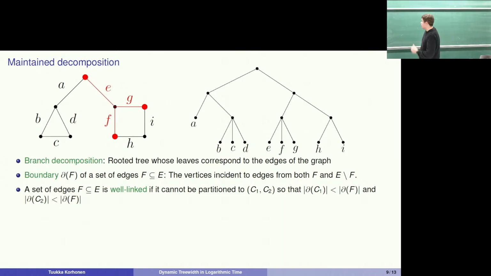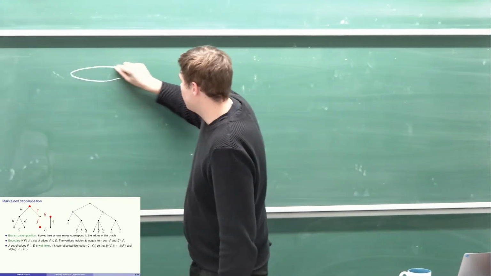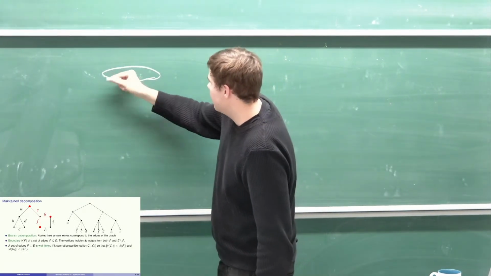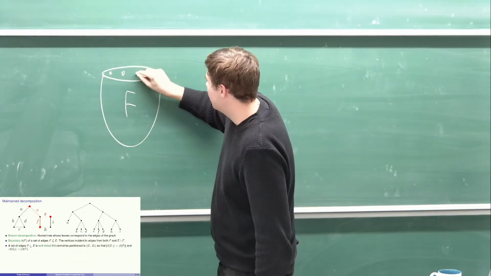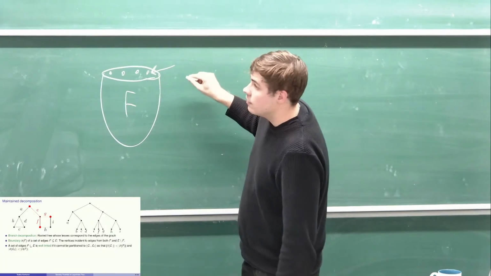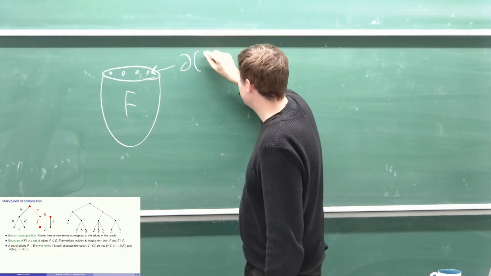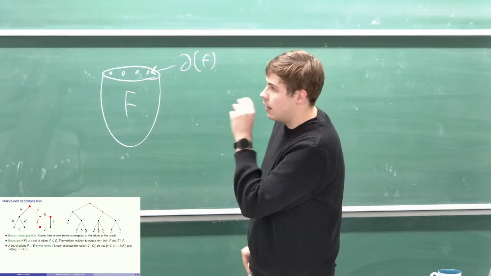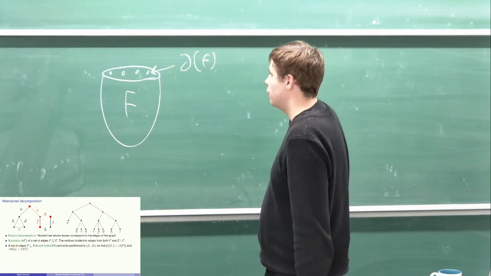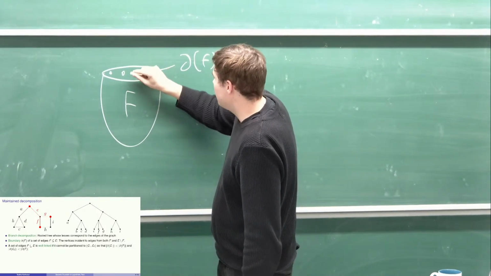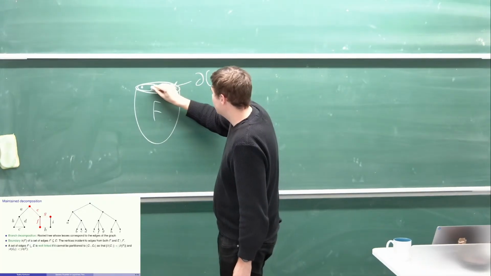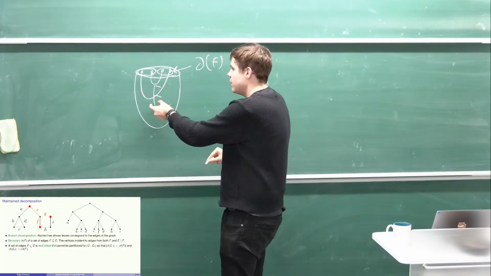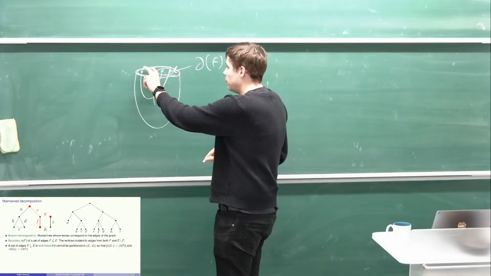It's maybe not so clear a definition, but there's also a more intuitive version of what it really means. If you think about your set of edges f, and then you think about the vertices on the boundary, this is the boundary of f. An equivalent definition says that whenever you choose two subsets of the boundary, you can route them into each other using edges only in f with vertex disjoint paths.